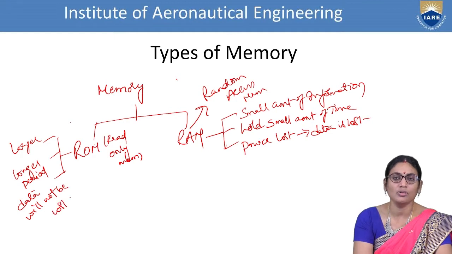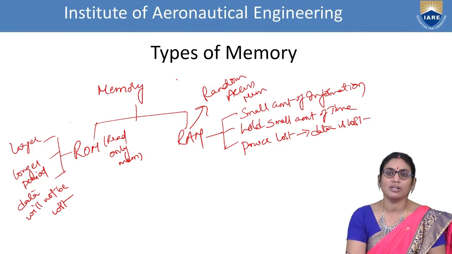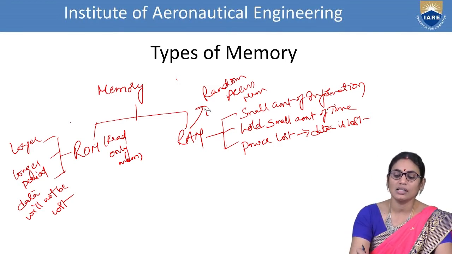Even after power failure, the data will not be lost. So these are the simple classifications of the random access memory and read-only memory. Now, let us see the classifications in both the operations.